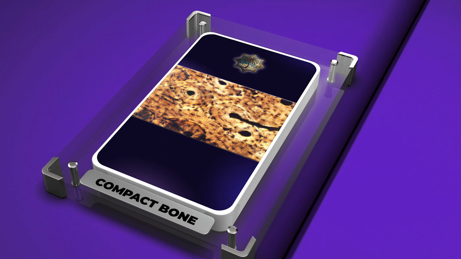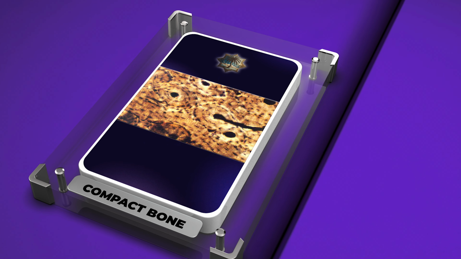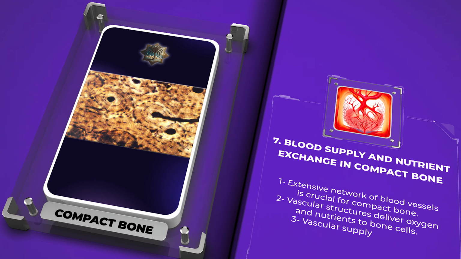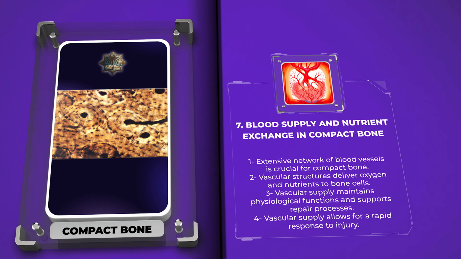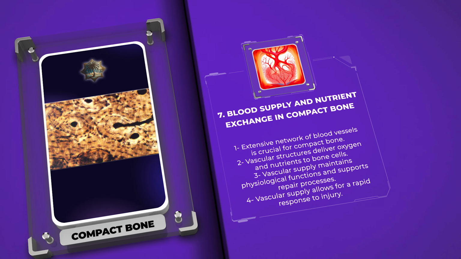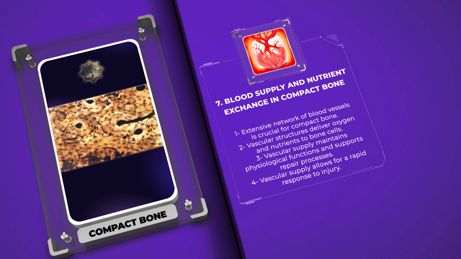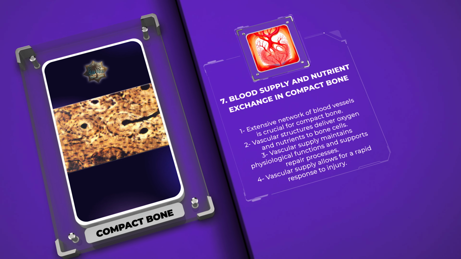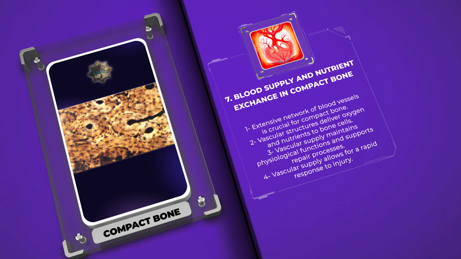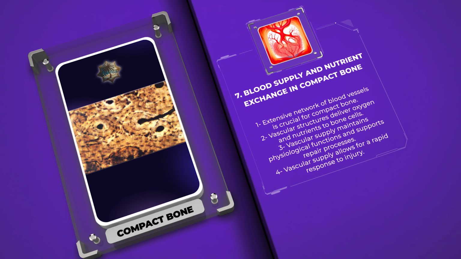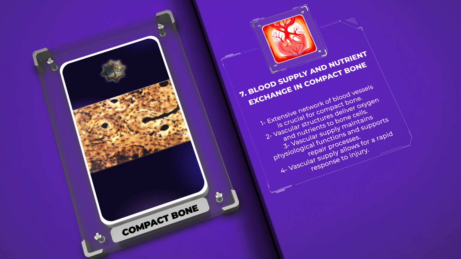The presence of an extensive network of blood vessels is crucial for the survival and optimal functioning of compact bone. These vascular structures, found within the haversian and perforating canals, ensure the delivery of oxygen and essential nutrients to bone cells and the removal of metabolic waste products. The intricate vascular supply of compact bone aids in maintaining the tissue's physiological functions, supports its repair processes, and allows for rapid response to injury.